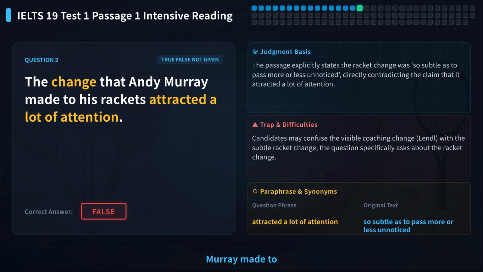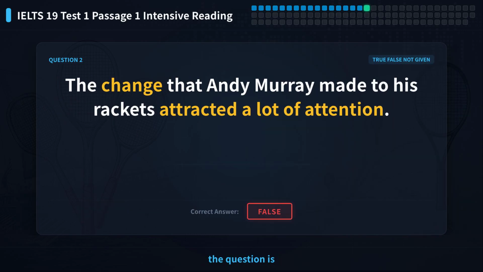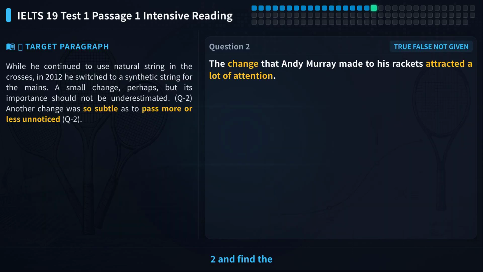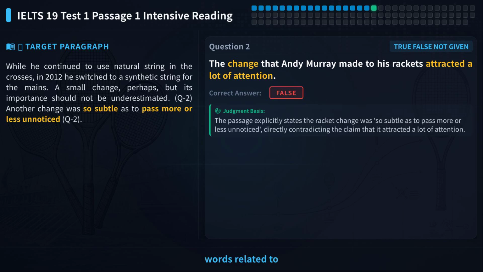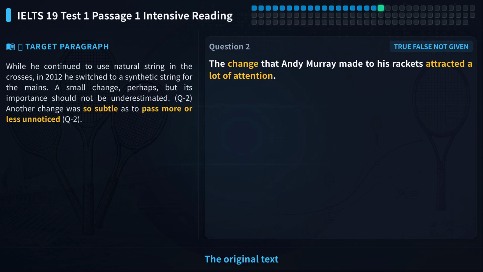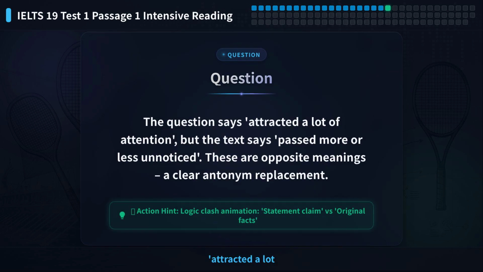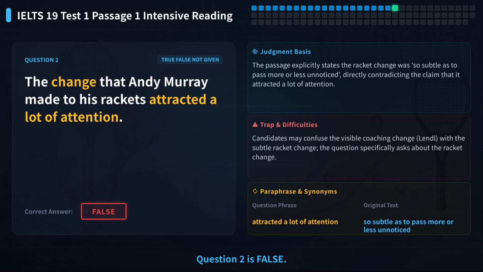The change Andy Murray made to his rackets attracted a lot of attention. The key clue in the question is attracted a lot of attention. Let's locate paragraph 2 and find the original text landmark words related to attention. The original text uses the phrase so subtle as to pass more or less unnoticed. The question says attracted a lot of attention, but the text says passed more or less unnoticed. These are opposite meanings, a clear antonym replacement. So the answer to question 2 is false.